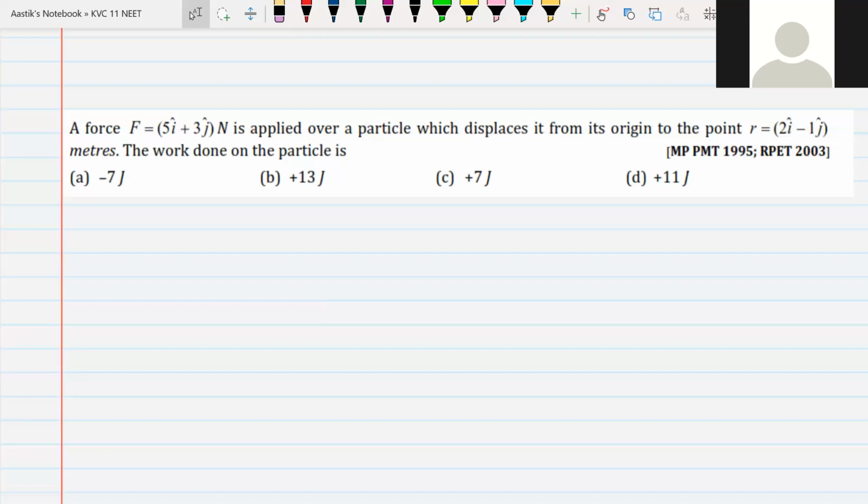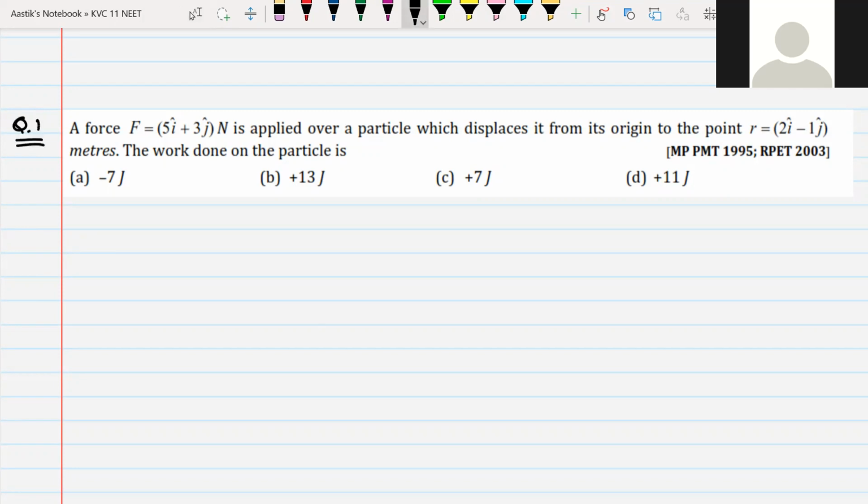Option C, sir. Option C is what we have got. Option C, +7. Is that the answer everyone is getting? And that is correct. How are you doing it? Everyone remembers how to do this?